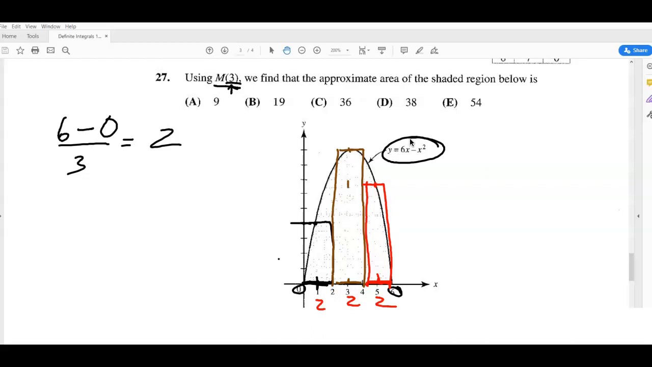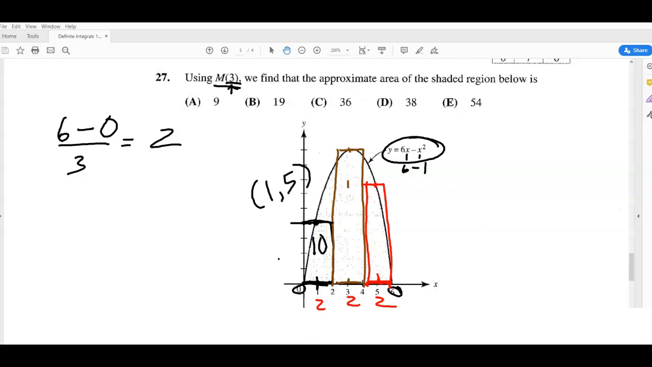Okay, so what is the height of this point? Well, we know the x value at that point. The x value is 1. So if I plug in 1, I'm going to get 6 minus 1, which is 5. So the height of this first black rectangle is 5. So 5 times 2 gives me an area of 10. Let's do the next one.